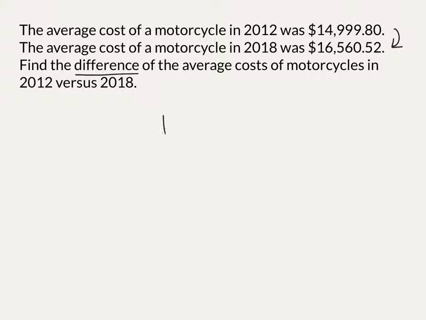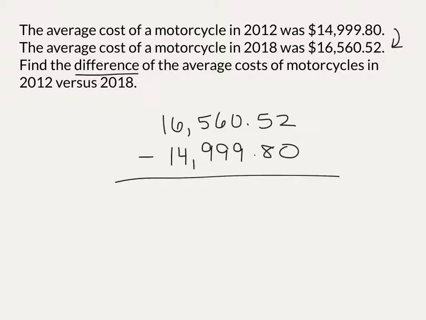So I'm going to subtract the value in 2012 from the value in 2018. So I have $16,560.52 minus $14,999.80. We'll start with the column furthest to the right. So 2 minus 0 is 2. And then 5 minus 8 we can't do, so we'll go to the 0. And I can't borrow anything from the 0, so we're going to go to the 6. And this will become a 5.